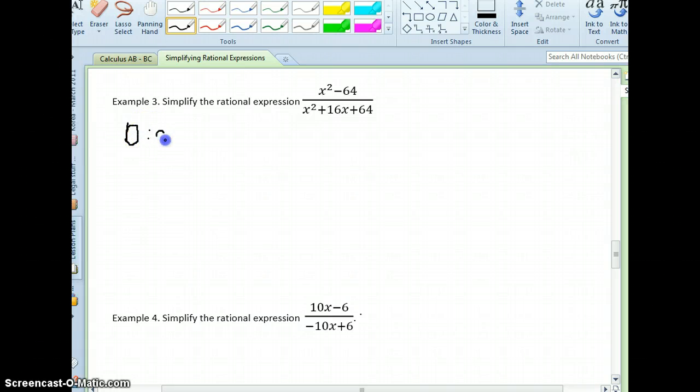So the domain is all reals except x cannot equal, and where do we look to find out what x cannot equal? Well, if you're thinking the denominator, you are correct. So take the denominator, x squared plus 16x plus 64 equals 0.